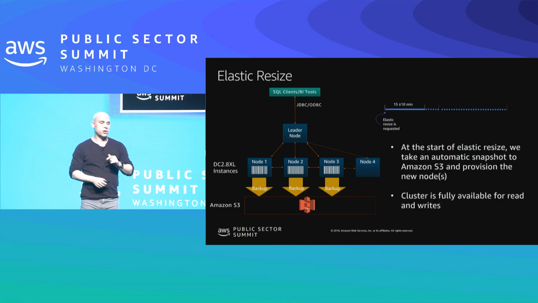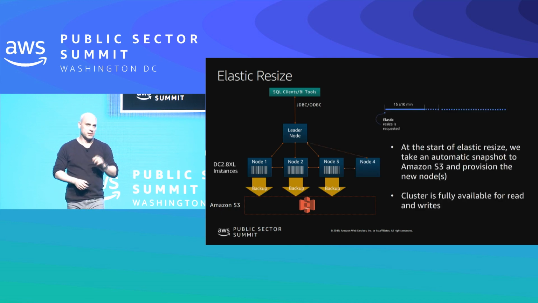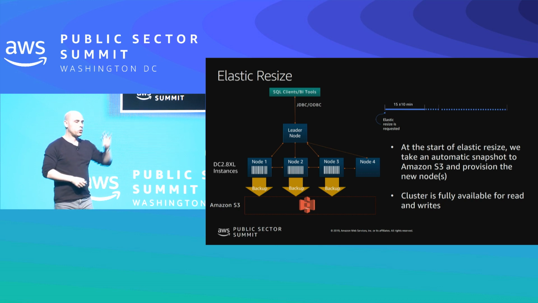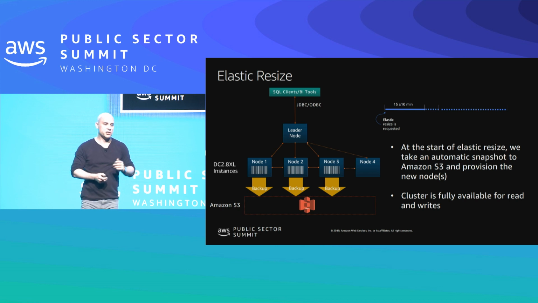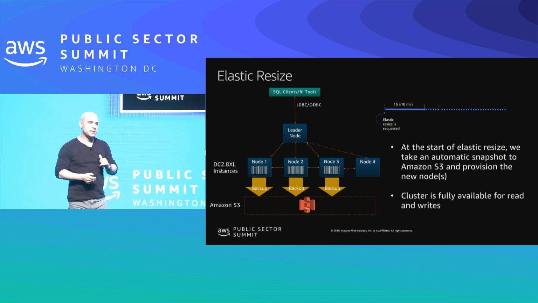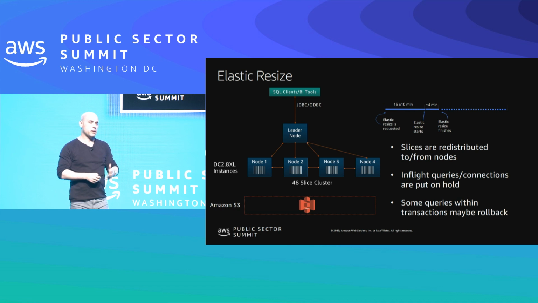What we do is when you click the button to resize this, it quite literally is just type a new number and click. We spin up or attach an extra node to this cluster, and we kick off the backup to S3. This usually takes around 10-ish minutes or so. Once it's complete, we redistribute the metadata, and this portion takes around 4 minutes. It's actually really fast.